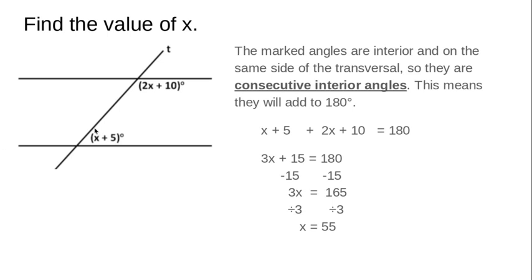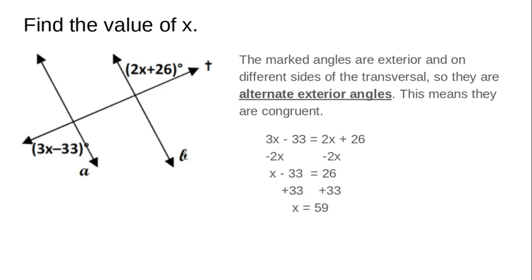The marked angles in this case, 2x plus 10 and x plus 5, they're both inside of the parallel lines, and they're both on the right-hand side, so that makes them consecutive interior angles, and consecutive interiors add up to 180. So we're going to add those two up, so x plus 5 plus 2x plus 10 equals 180. Collect our like terms, x plus 2x is 3x. 5 and 10 give us 15. Then we'll start solving. Subtract our 15, divide by our 3, and we get x to be 55. Notice I did not use degrees because the degree sign is already in the diagram.